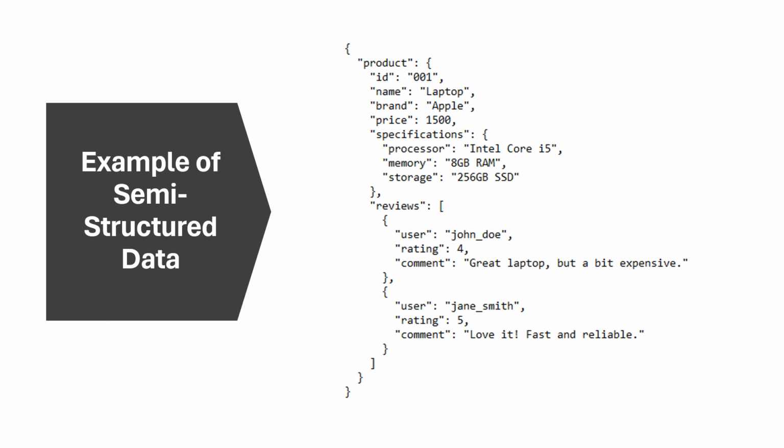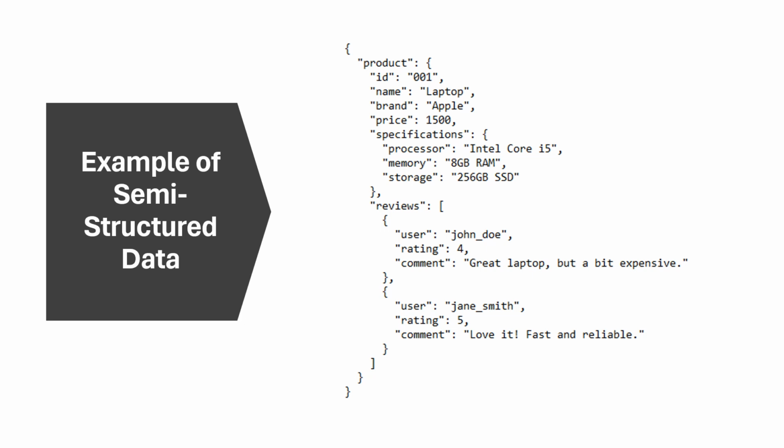In this example for semi-structured data, we are showing a JSON format file. JSON stands for JavaScript Object Notation. The data is represented in JSON format, which is flexible and allows for nested structures. While there is some organization such as the product ID, name, brand, and price, not all elements have to be present, making it partially defined.